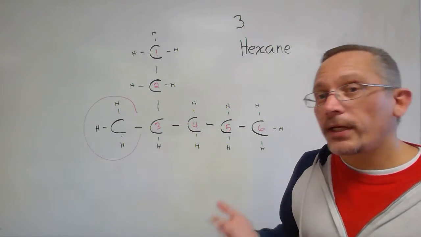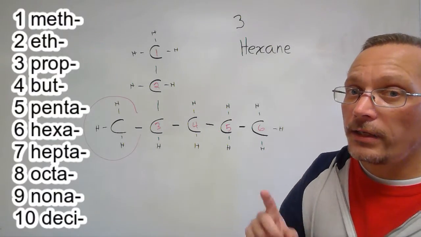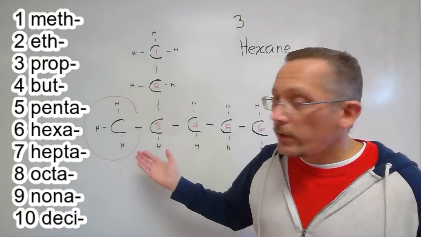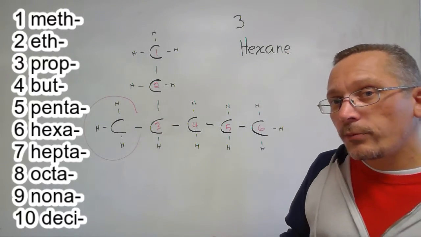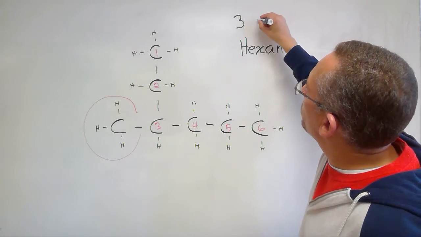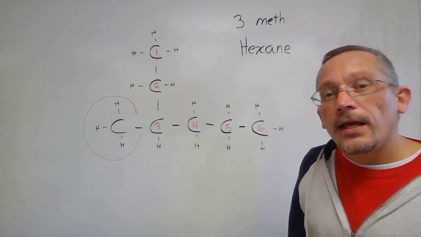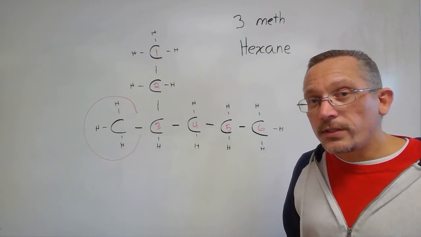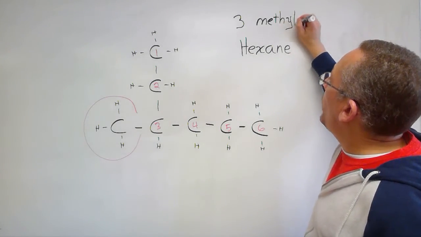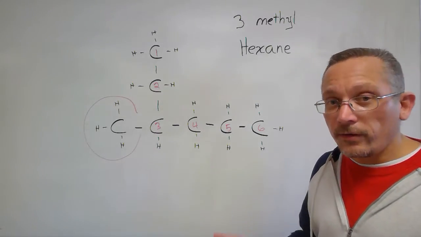And then I'm going to use an organic prefix to tell how many carbon atoms are in that branch. So how many carbon atoms are in this branch? Well, there's just one. What was the organic prefix for one carbon atom? It's meth. And then branches end with the suffix yl. So this particular compound is called 3-methylhexane.